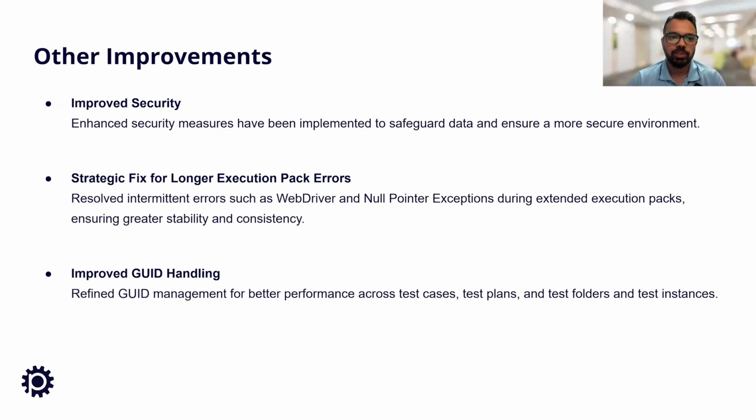The next one is around a strategical fix for longer execution packs. This is an important one. We have been hearing certain concerns from the customers around having some intermittent results for longer test execution. It means when you're running the test case locally, it was working fine. When you're running it in a smaller pack, it was running fine. But when you're running it on a longer execution or the bigger packs, for example, it is running for 8, 10, 12 hours, then there had been some intermittent failures coming up.